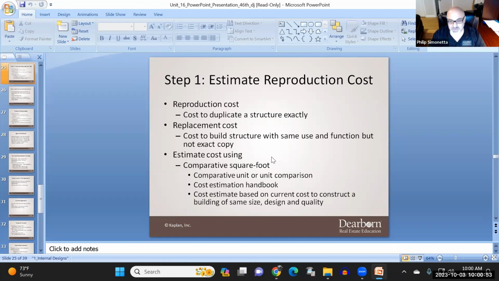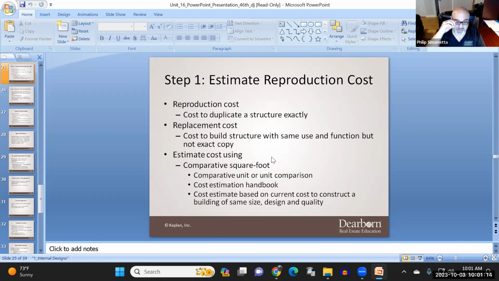Replacement cost is to build the structure with the same use and function, but not an exact copy. It might be different flooring, different things, but it's the same house. It's just a different look, different materials. So reproduction is exact. Replacement is the same thing, same function, not exact.